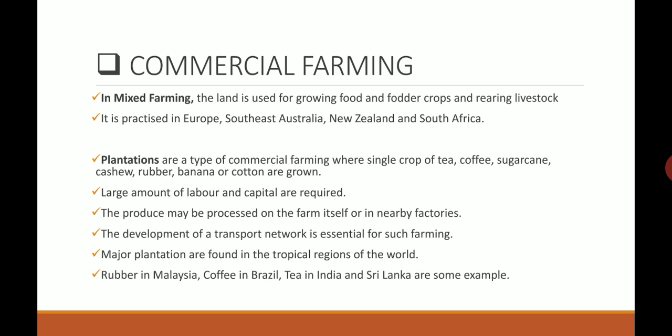In mixed farming, land is used to grow food as well as fodder crops and to rear livestock. Mixed farming is practiced in Europe, Southeast Australia, New Zealand and South Africa. Now we come to plantation. Plantation is a type of commercial farming where a single crop like tea, coffee, sugarcane, cashew, rubber, banana or cotton is grown and sold in the market.